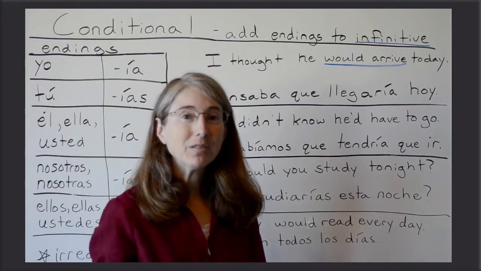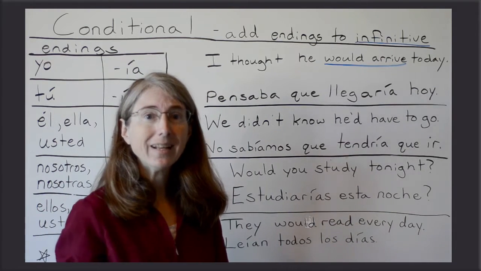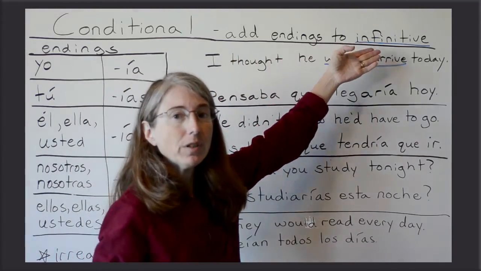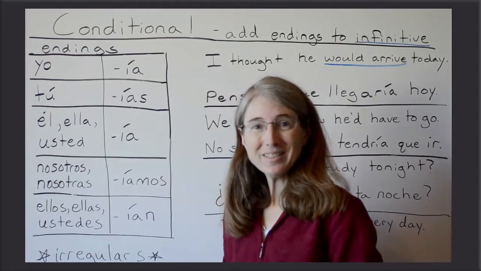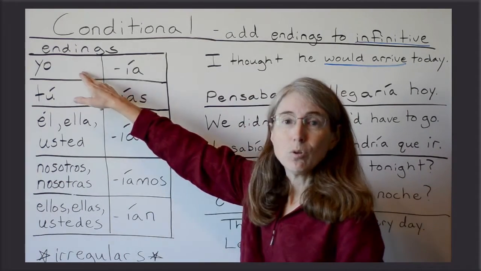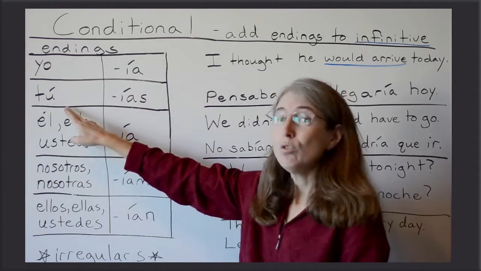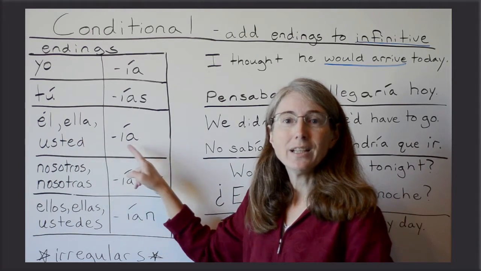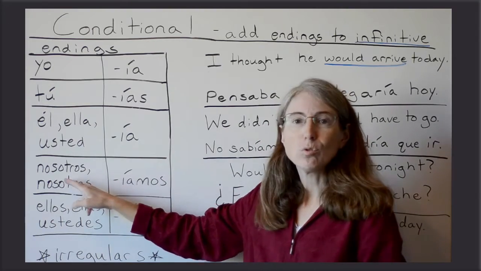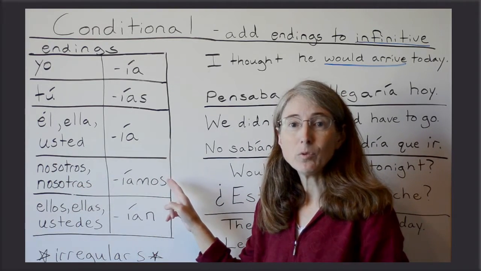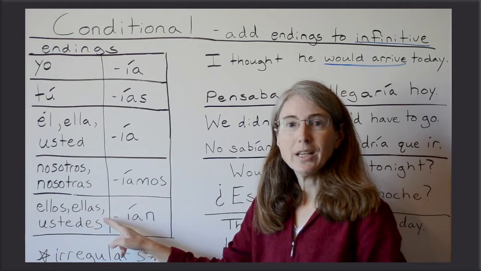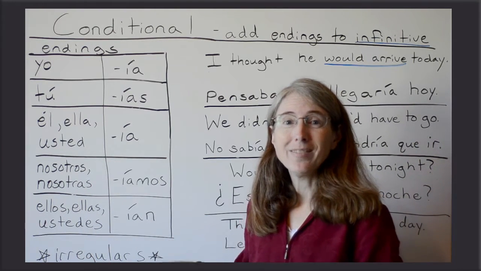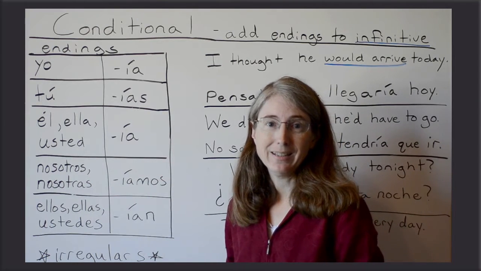Now in Spanish, in order to form the conditional tense, it's pretty simple. All we do is use the conditional tense endings and add them to the infinitive form of the verb. So we add the endings to the infinitive form. And these are the conditional tense endings. For yo, we have ía; tú, ías; él, ella, usted, ía; nosotros or nosotras, íamos; ellos, ellas, ustedes, ían. Notice that all the forms have an accent mark over the i.